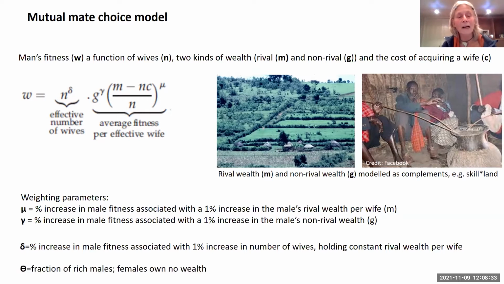And there's just one other parameter I have to show you. To simplify the modeling, we just considered two kinds of males, wealthy males and poor males. And so theta is the fraction of rich males. And you'll see that this turns out to be very important in our findings. There are a number of assumptions that I don't have time to go through, but women are treated as all the same and as owning no wealth. And this is clearly something we need to come back to.